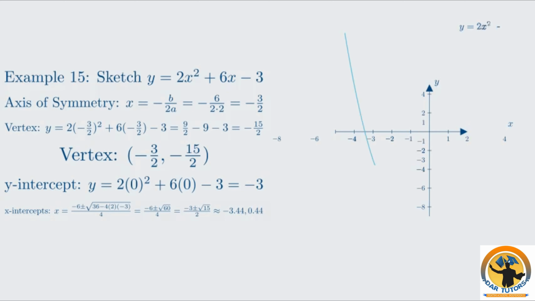Now we can sketch the graph. We plot the vertex, the intercepts, and draw a smooth upward opening parabola, as a is positive. Another way to find the vertex from the general form is to convert the function to vertex form by completing the square. This also shows us the transformations from the basic parabola y = x².